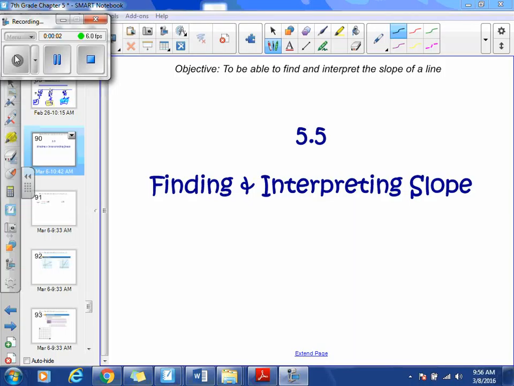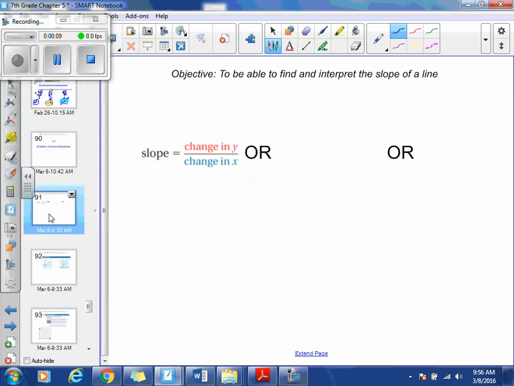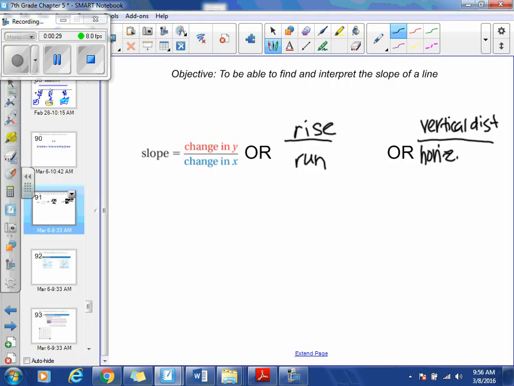Your goal after watching this video is to be able to calculate slope on a coordinate grid. So just a quick reminder, our slope is the change in the y-coordinate divided by the change in the x-coordinate. We also call it rise over run. We can also call it the vertical distance divided by the horizontal distance.